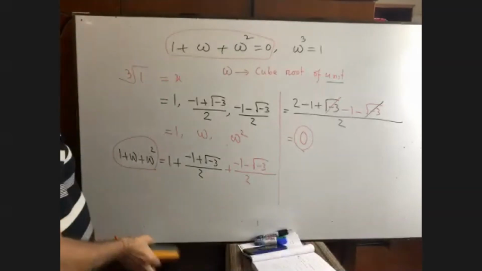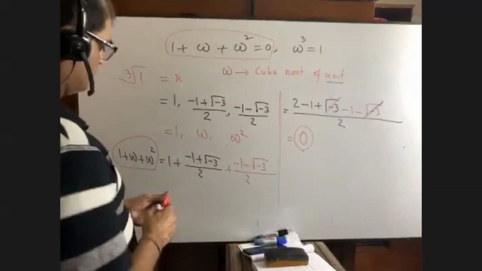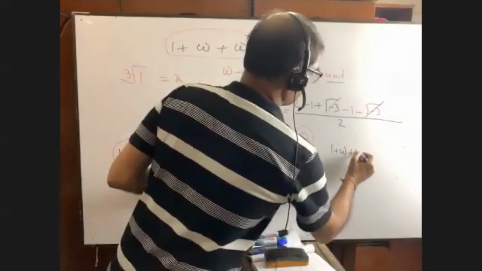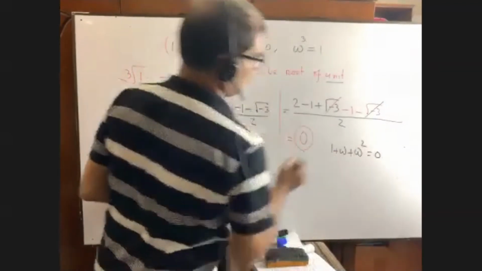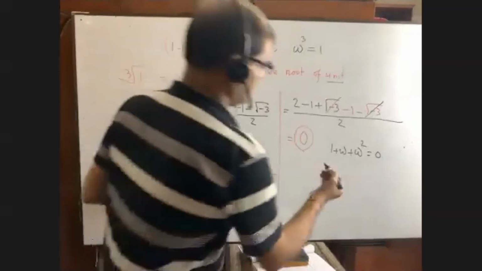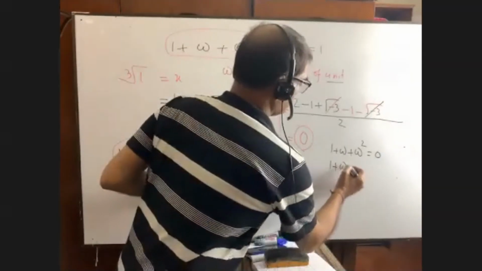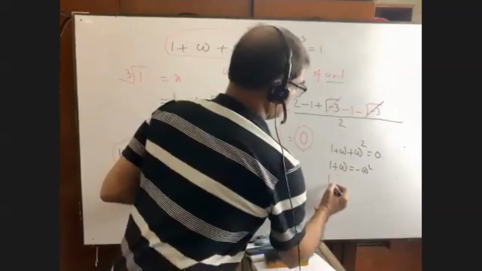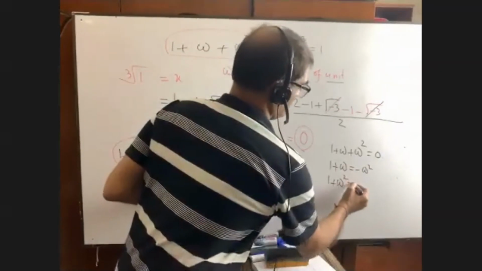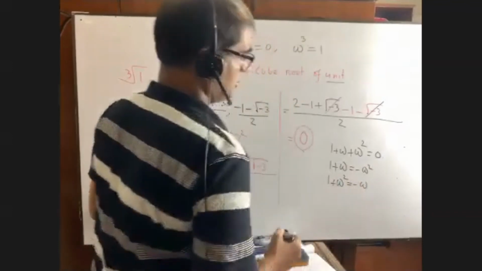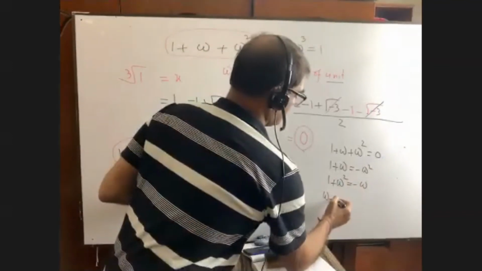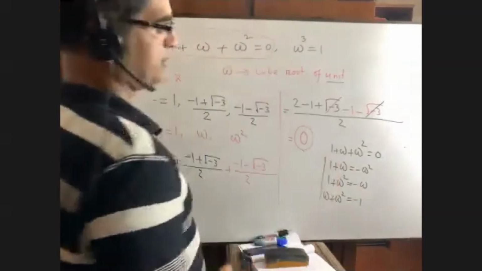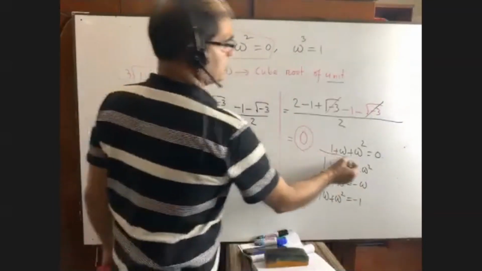Now you see, suppose 1 plus omega plus omega square equals 0, we have got it. From here we can get 1 plus omega equals what? Minus omega square, it is a formula. From here we can get 1 plus omega square equals what? Minus omega. From here we can get omega plus omega square equals what? Minus 1. All these three have come from the basic formula, right?